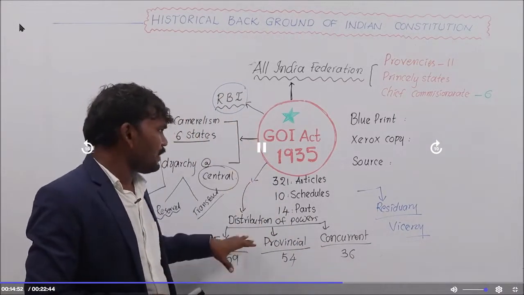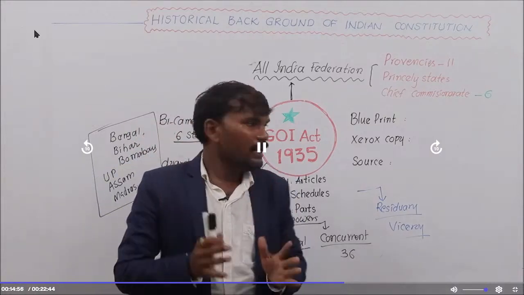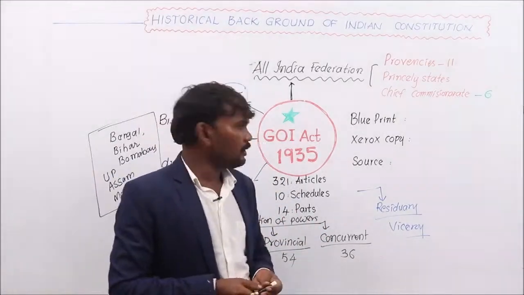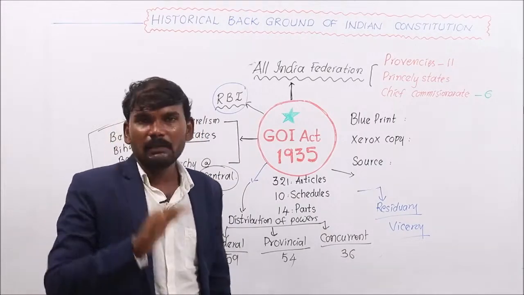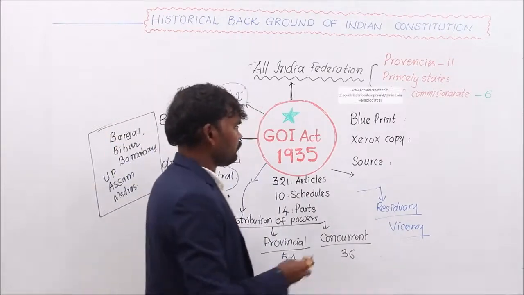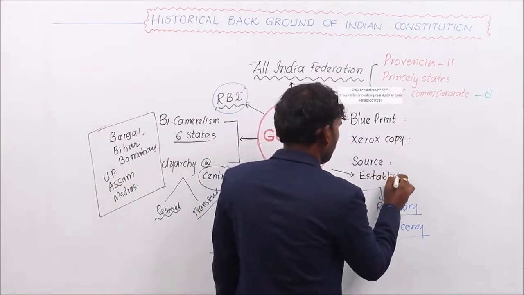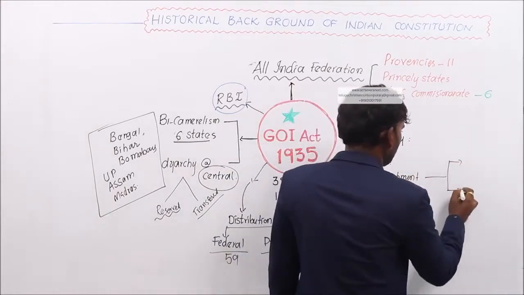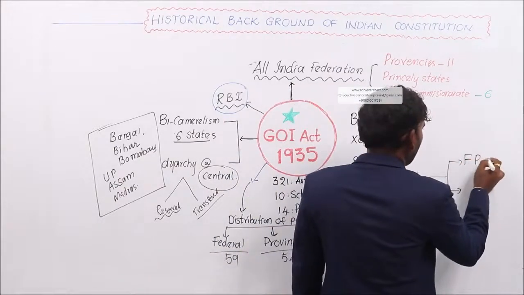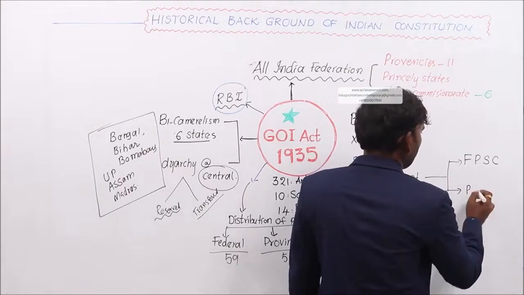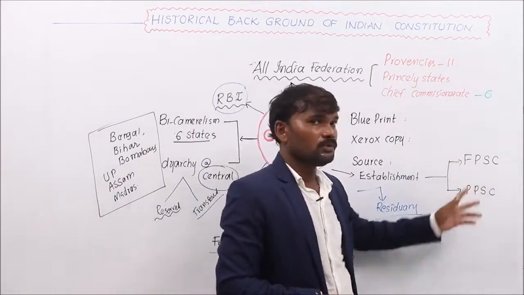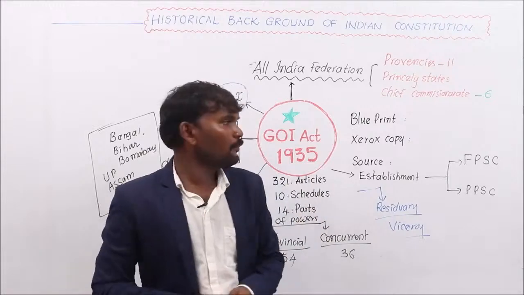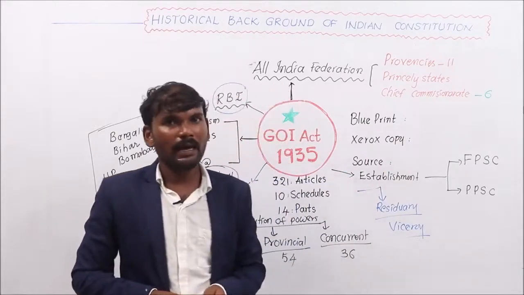That's why the Government of India Act shaped a new way to the federal system of India. This is an important feature of this act. And one more, this act provided for the establishment of the Federal Public Service Commission and the Provincial or State Public Service Commission. It provided establishment of public service commissions at central level and state level. Now it is UPSC, the Union Public Service Commission, and State Public Service Commission. So public service commissions at state level and central level were also established by the 1935 Act.